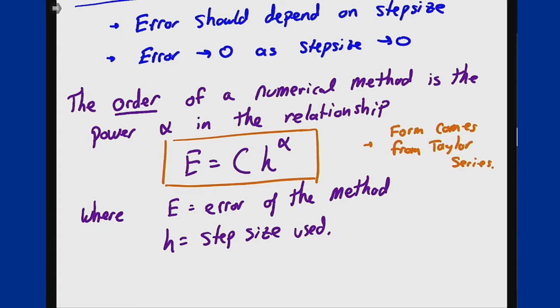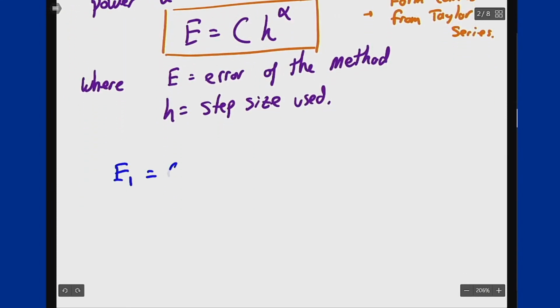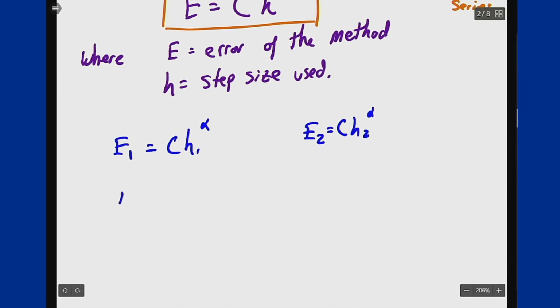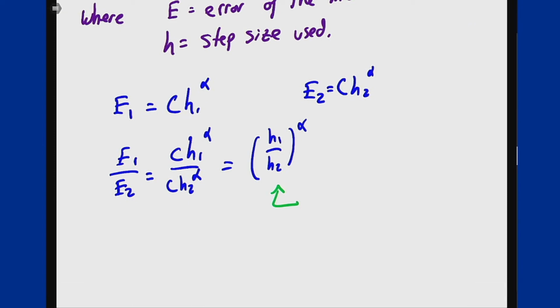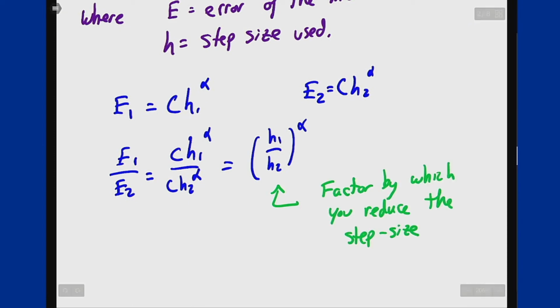So how does this alpha relate to what we talked about before? Well, if I have two different instances of this process, so if I have an error1 and error2, which are E1 = C h1^alpha, and E2 = C h2^alpha, if I divide these two equations, I get E1 over E2 equals C h1^alpha over C h2^alpha, which is just (h1 over h2)^alpha, because the C's cancel out. And so what this really says is this side here is the factor by which you reduce the step size, right? h1 over h2 is the ratio of the two step sizes that you use. There's the power alpha here.